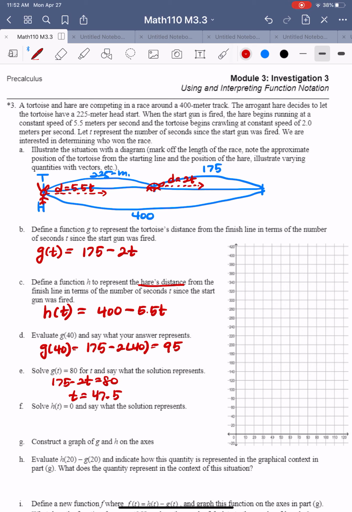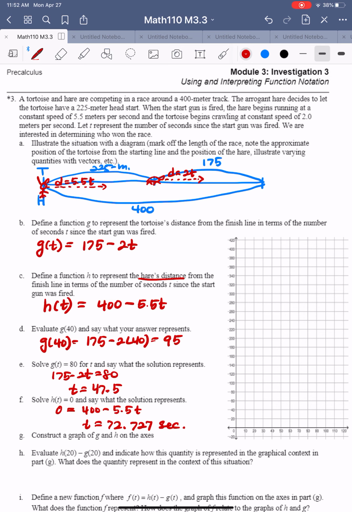And then solve h of t equal to 0, which means 0 equals 400 minus 5.5t. So for t, it becomes 72.727 seconds, which means when the hare reached the finish line, it took 72.727 seconds.